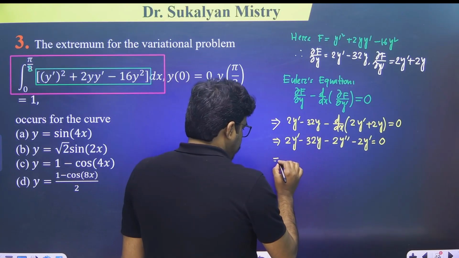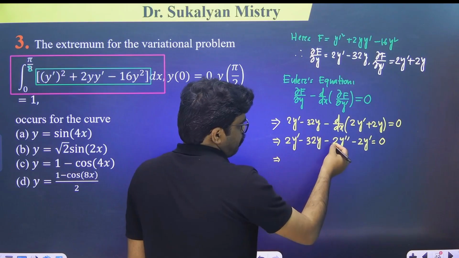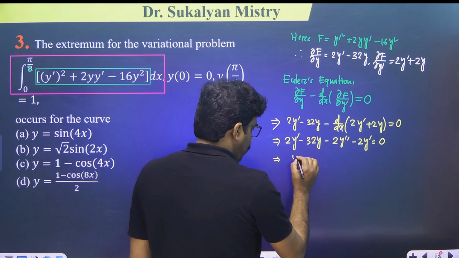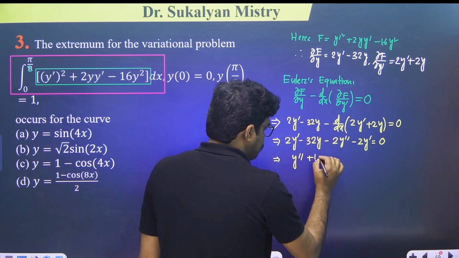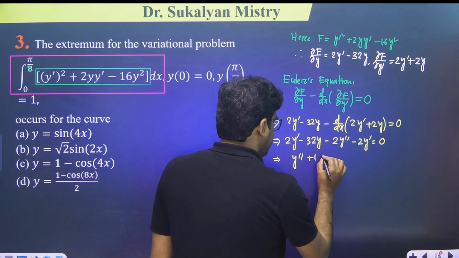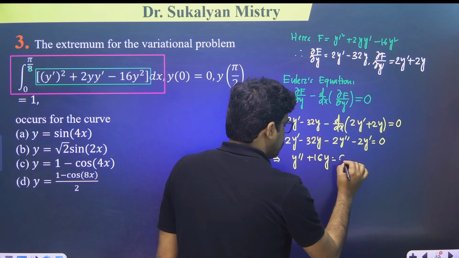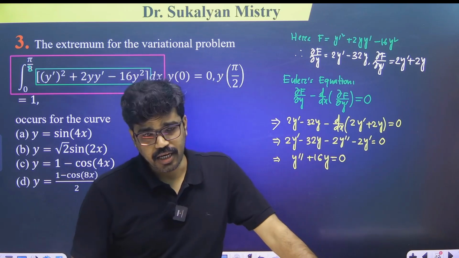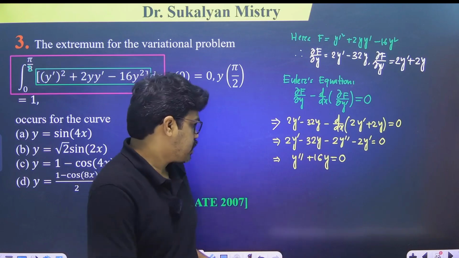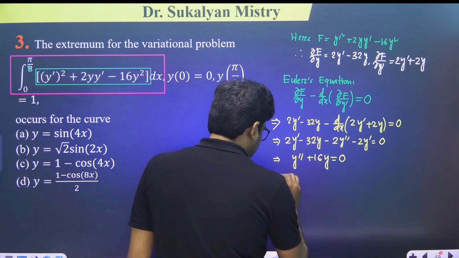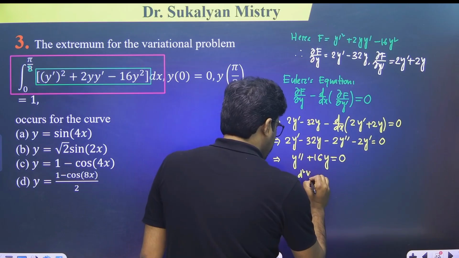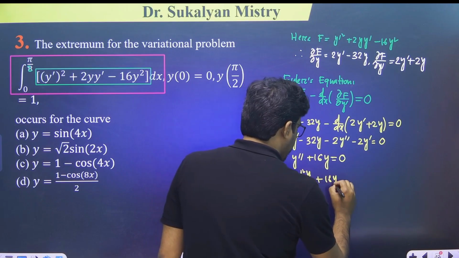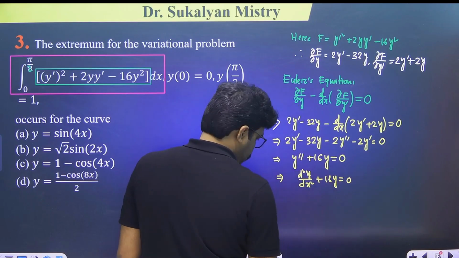Just multiplying both sides by a minus sign, that is 2y'' plus 32y is equal to 0, dividing both sides by 2, so that means y'' plus 16y is equal to 0. So this is the differential equation, right? That means the differential equation here is d²y/dx² plus 16y is equal to 0.